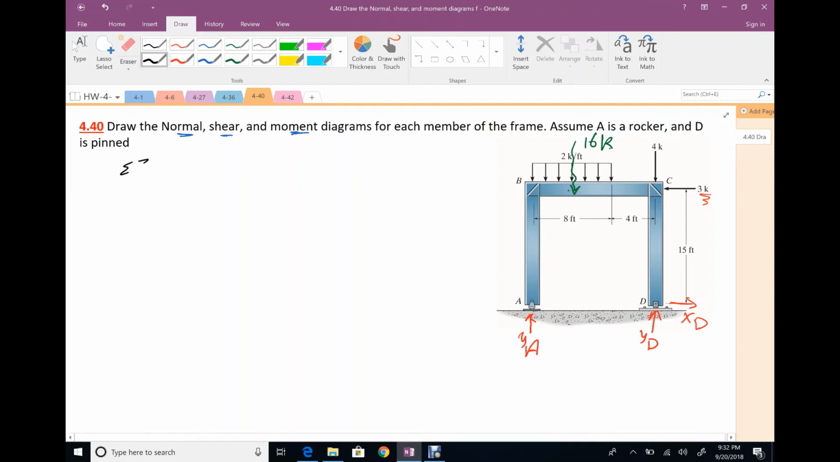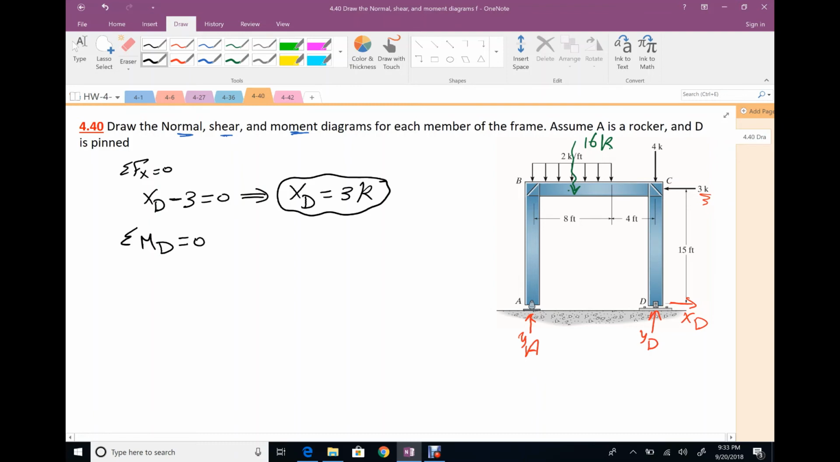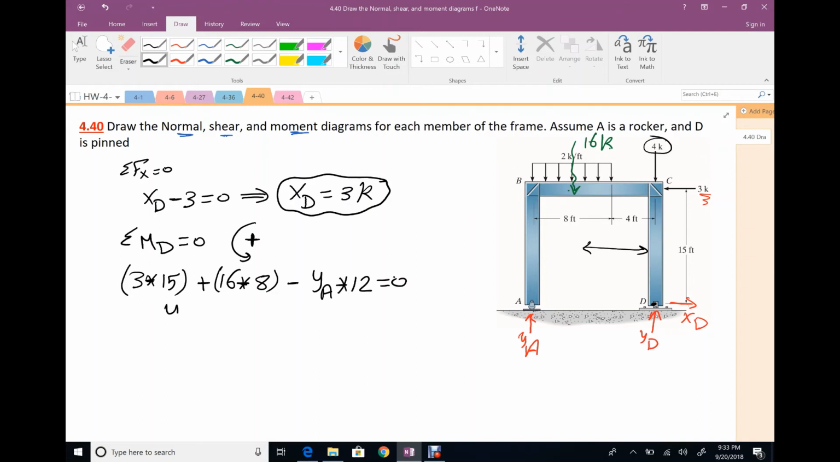Apply your equilibrium equation, summation of Fx equals 0. So XD minus 3 equals 0, and your value of XD will be 3 kips. Summation of moment: we can take moment at D, any point, equals 0. Assume counterclockwise is positive. Moment at D will cancel XD and YD, so we have 3 times the vertical distance 15, plus the 16 equivalent load times this distance, which is 4 plus 4, which is 8, minus your reaction YA times the total distance 12 equals 0. The only unknown is YA. Your value of YA would be 14.42 kips.